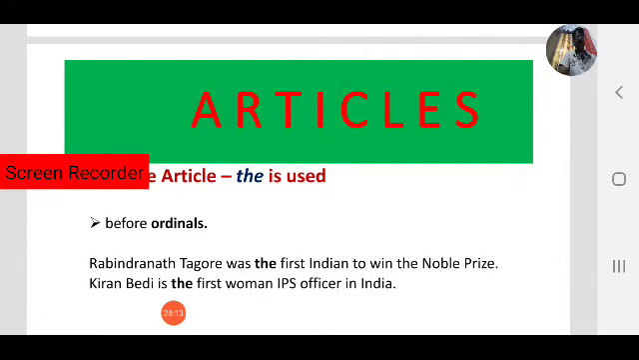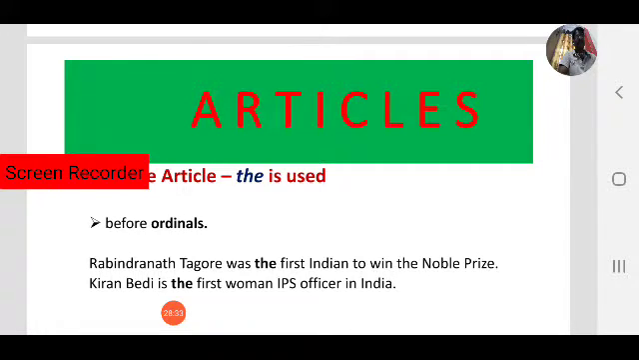Cardinal numbers: 1, 2, 3, 4, 5. Before ordinal numbers we use the. Rabindranath Tagore was the first Indian to win the Nobel Prize. The first Indian. First, second is the ordinal number. So we use the first Indian to win the Nobel Prize.